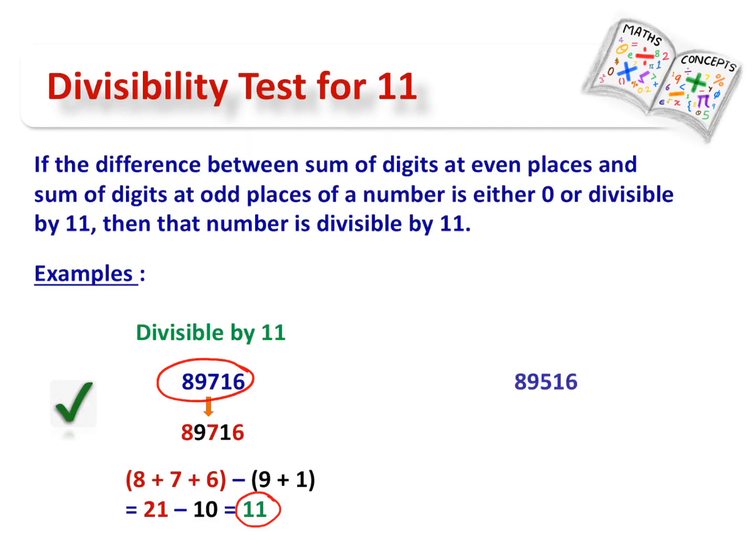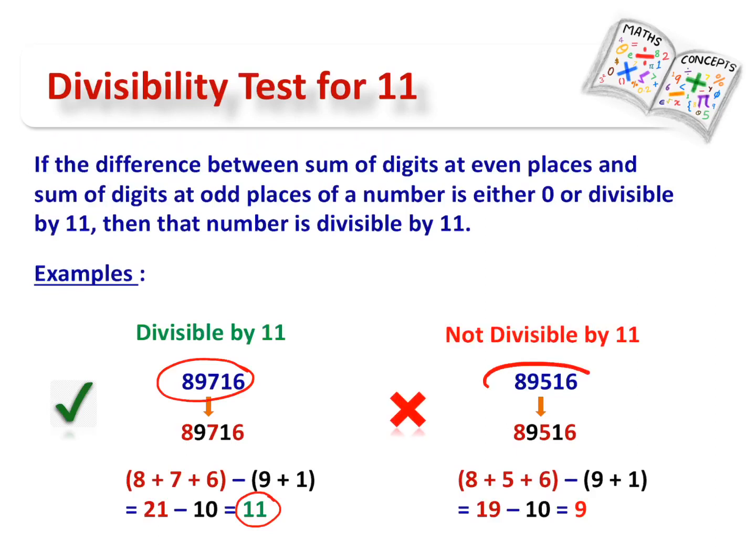Another example is 89516. Here the addition of digits at odd places is 8 plus 5 plus 6, that is 19, and the addition of digits at even places is 10. The difference is 9. But we know that 9 is not divisible by 11, and that's why we say that the given number is also not divisible by 11.